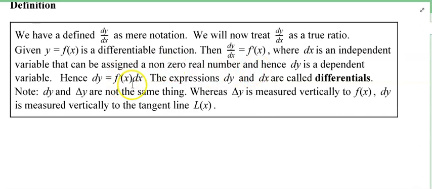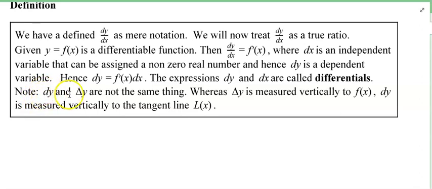So let's do a bit of algebra on this. If we multiply both sides by dx, then dy will be equal to f prime of x times dx. So the expressions dy and dx are called differentials. So when you're asked to estimate something using differentials, then that is what it means. You're using this formula dy equals f prime of x dx to estimate something or to solve a problem.